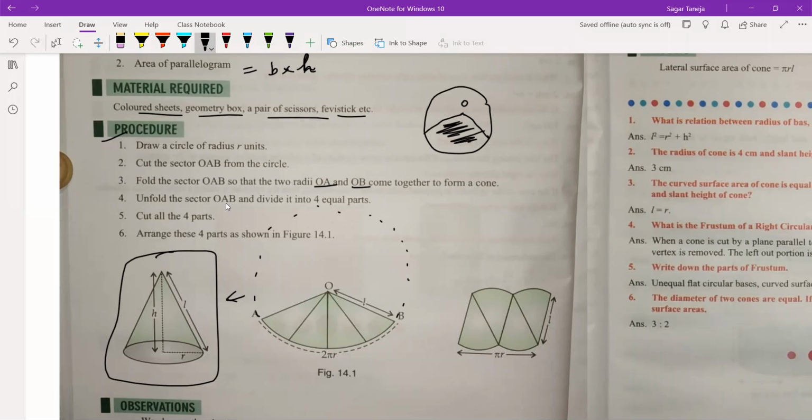Unfold the sector AOB and divide it into 4 equal parts. So after that, they have divided it into 4 equal parts, 1, 2, 3, and 4. Cut all the 4 parts. Now we have to cut these 4 parts and arrange them in this way: one like this, then one inverted, one straight, one inverted. Then it will be shaped like a parallelogram.